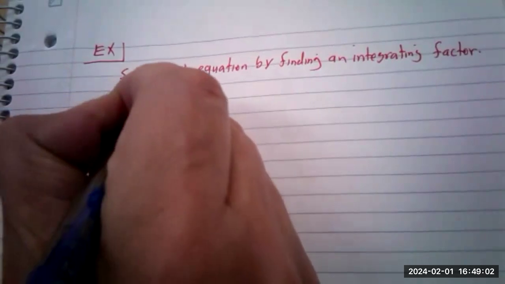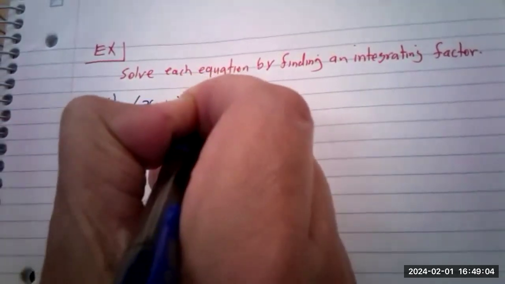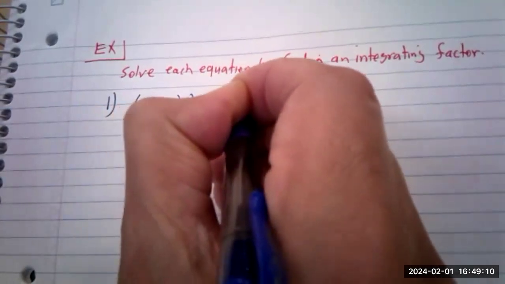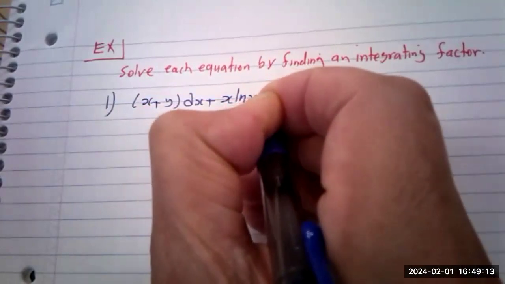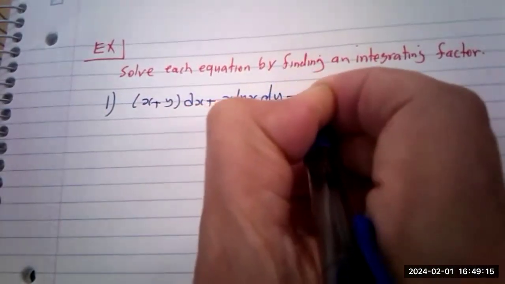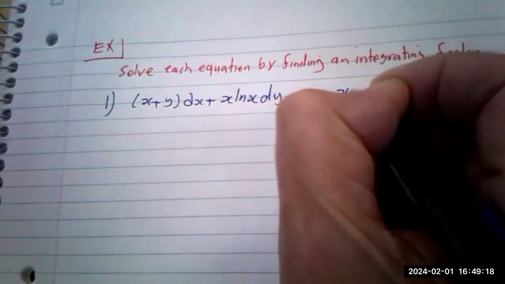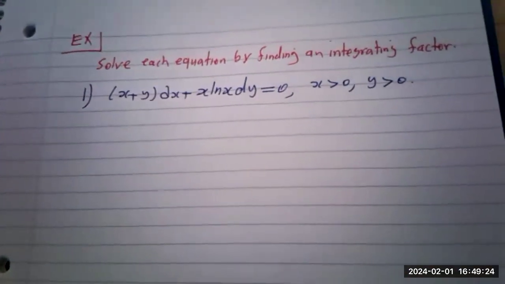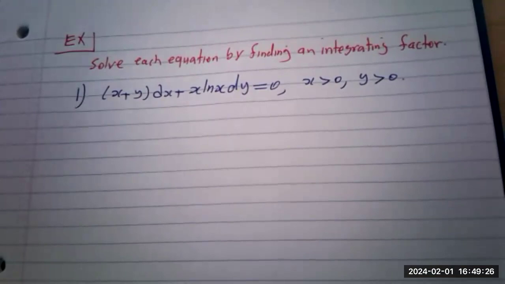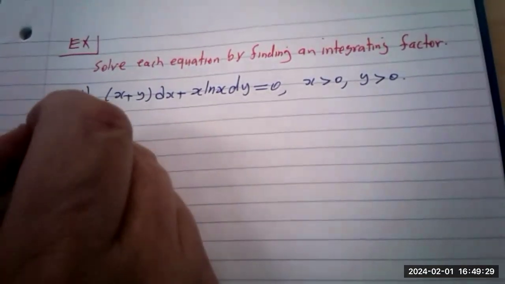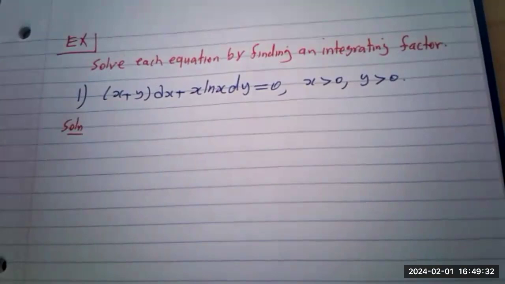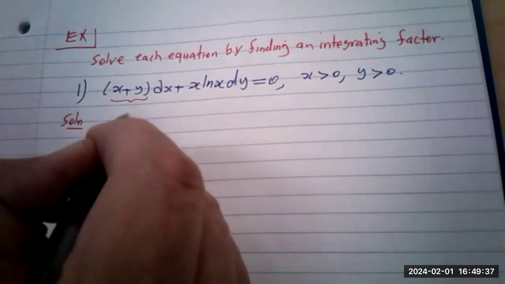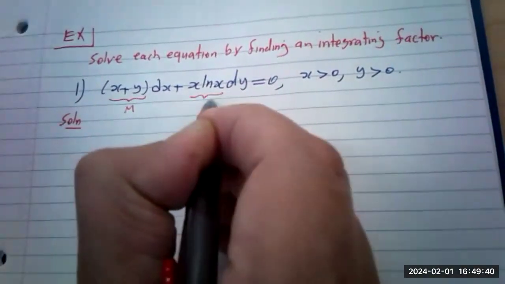This is the first one: (x + y) dx + x ln x dy = 0. Because of the ln, they give you this extra condition, x positive, y positive. Make sure you know the functions are well defined. Okay, are you ready? Pick the M and N and start working on the conditions. This is going to be your M, and this is going to be your N.